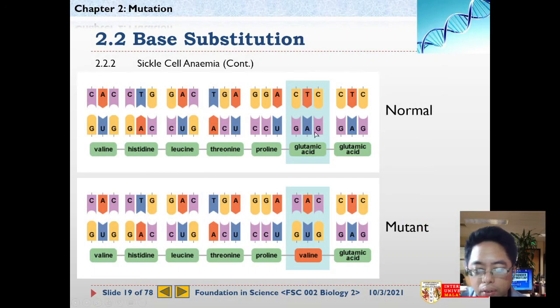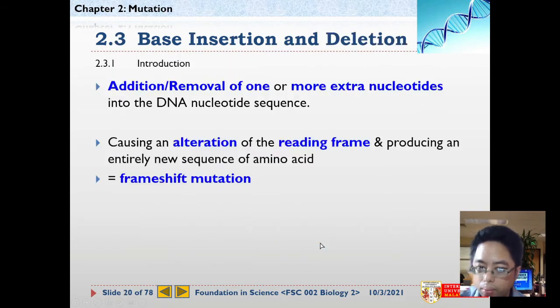So normally you will have CTC, GAG, which is for glutamic acid. But because of a single error from CTC to become CAC, now in the ribosome it will match with GUG, and you cause another amino acid to be created, valine.